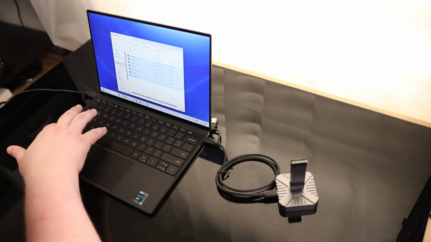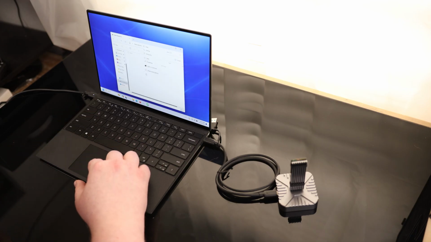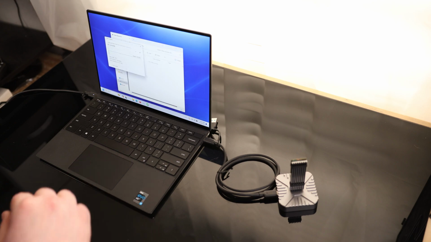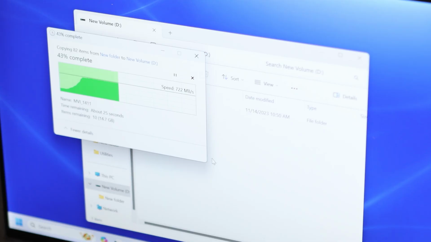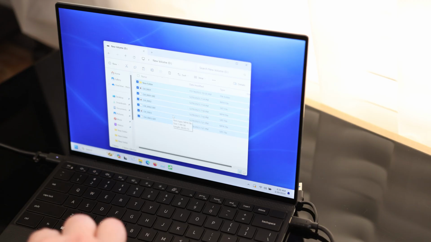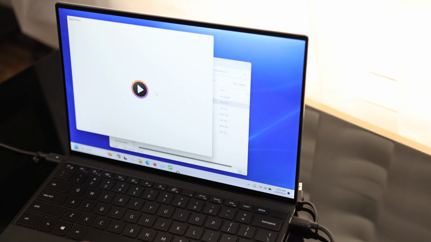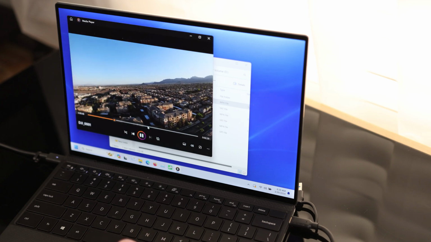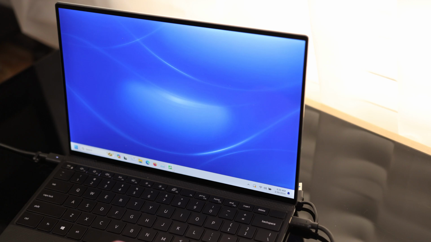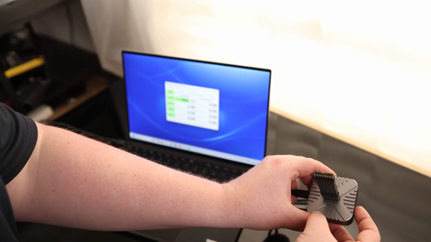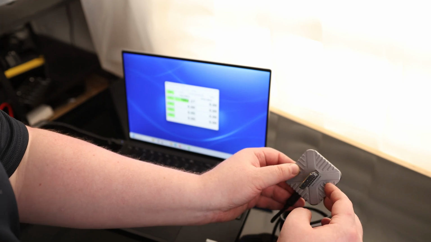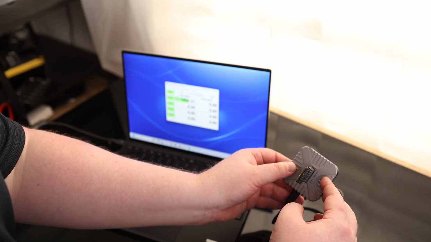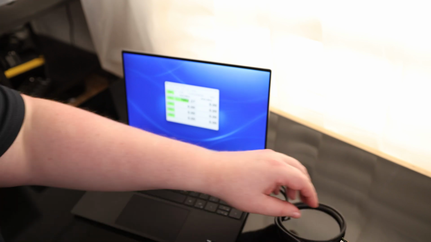So I'm going to copy over about 15 gigabytes worth of pictures and videos. And we're looking at right around 720 megabytes per second for that, which is completely acceptable for this hard drive. Now let's just make sure that these play. And they are playing. Okay, so now I want to do a speed test. And I was curious, I didn't see any lights on the case itself, but if we look inside, we can actually see a little light on the inside, so we know that this thing is actually working.